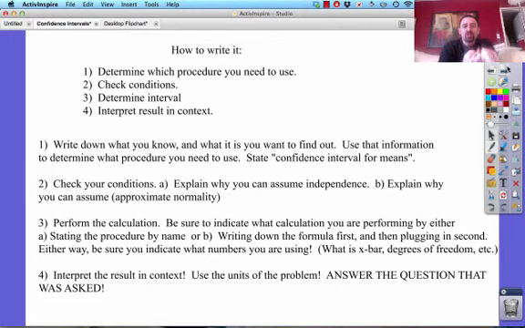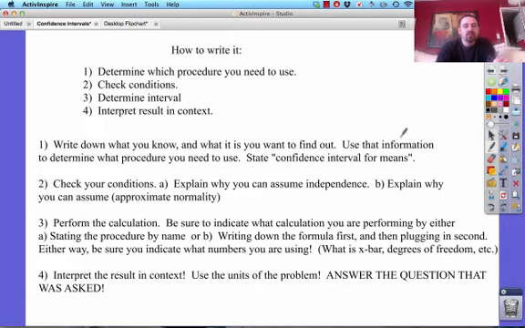Number 2, check the conditions. Do you have a normal curve? Do you have a large sample size? Can you do the procedure? Number 3, find the interval. Give me the actual values from left to right. Okay? And 4, interpret the result in context. You don't get credit unless you can say what it means.